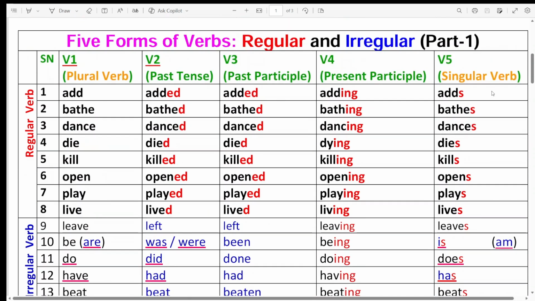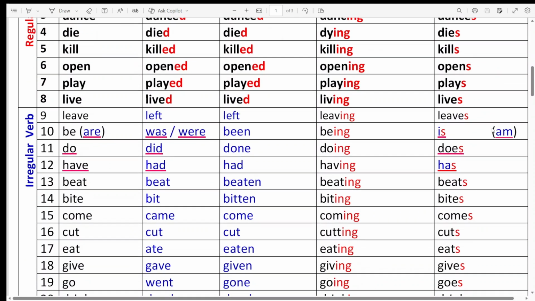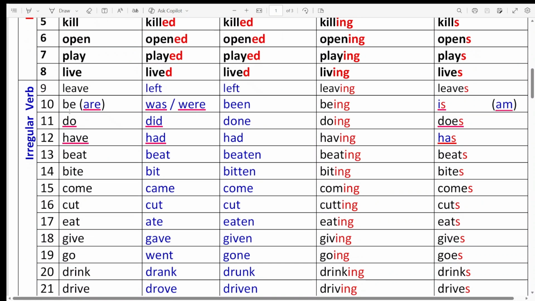V5 also ends in S, regularly in S. So we can say, except two examples, they end in usual S. So here, adds, bathes, dances, and except two examples here that are very strangely formed.